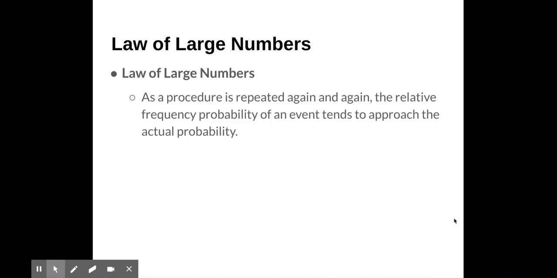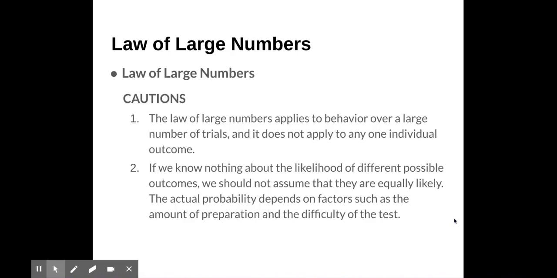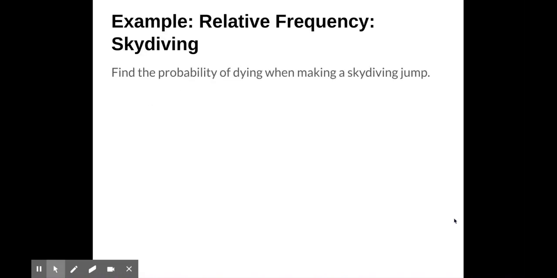Now, this doesn't mean that there are 500 ways for something to happen or 5 trillion ways for something to happen. That's not what is meant by large numbers. It's about the number of times the procedure is repeated. You can read that.